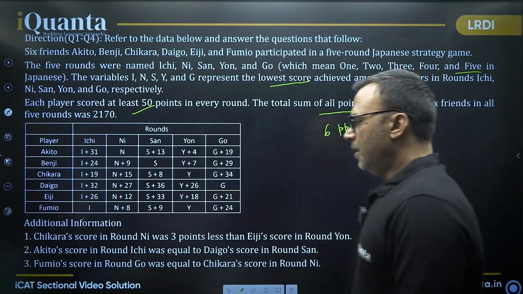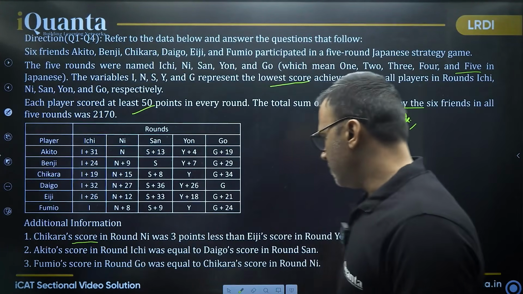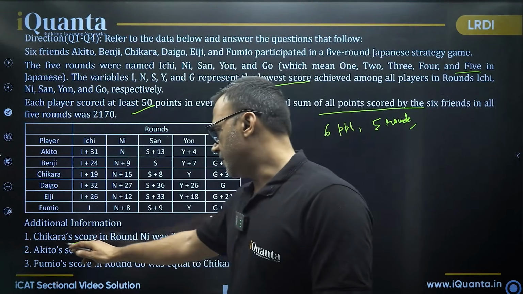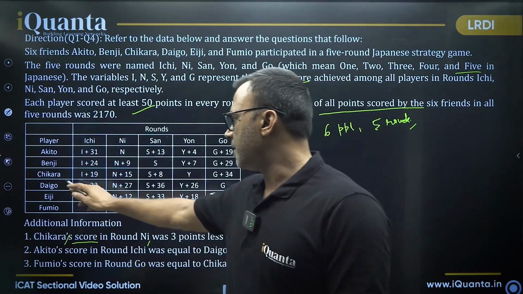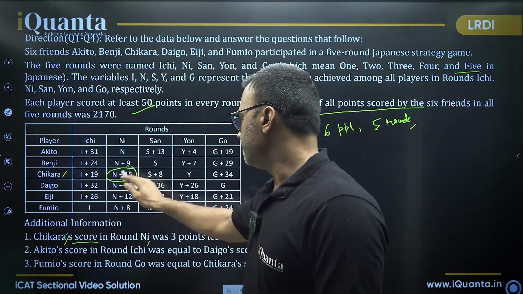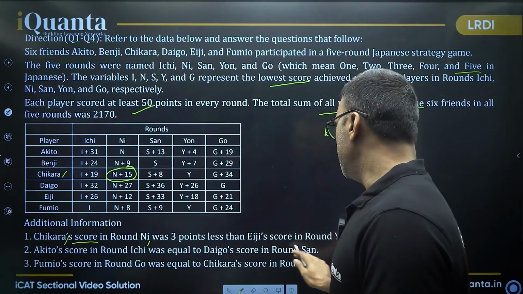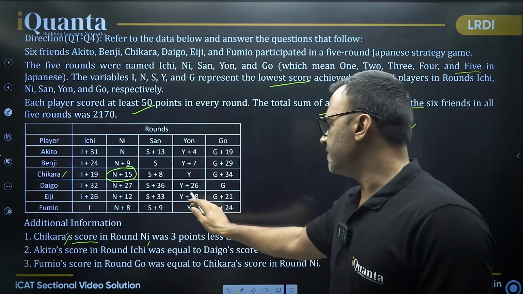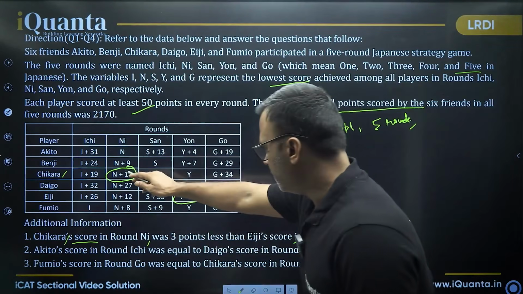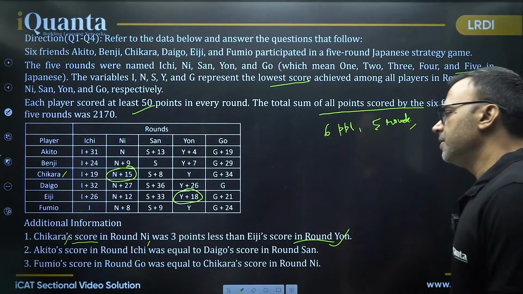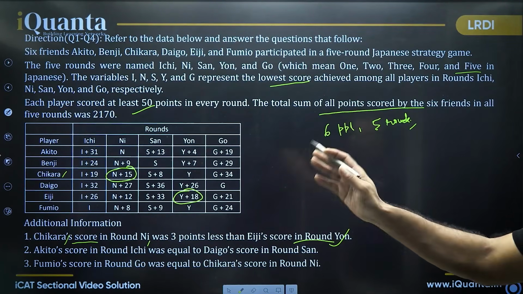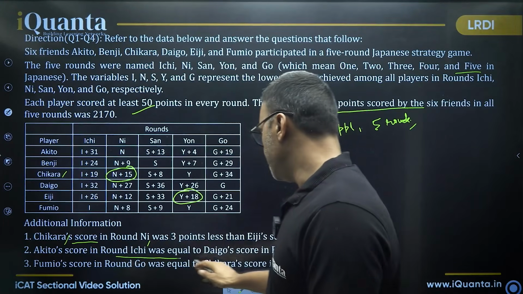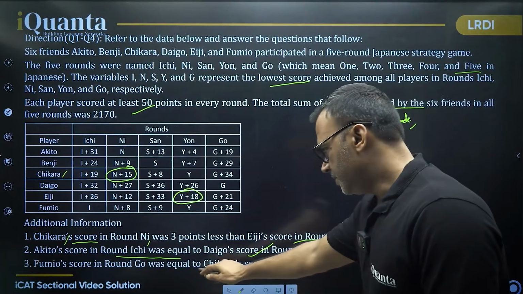Nice. Additional information: Chikara's score in round Ni was 3 points less than EG's score in round Yon. So Chikara, round Ni, that means this one, is 3 less than EG in round Yon. So EG in round Yon is this one. So this value is 3 less. Okay, so this is giving us a relation between those variables I, N, S, Y, and G. Similarly the second one also, score in round Ichi. Yeah, right. So this is also giving us a relation.